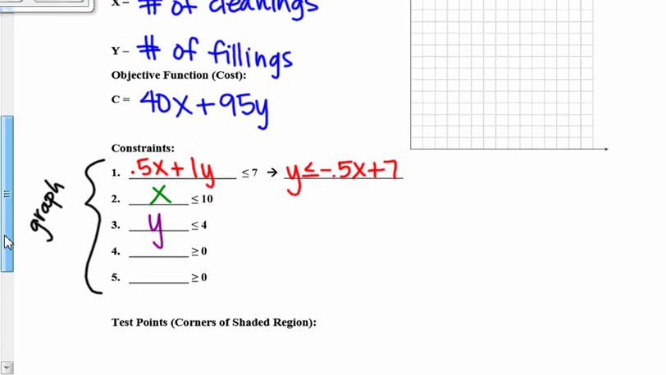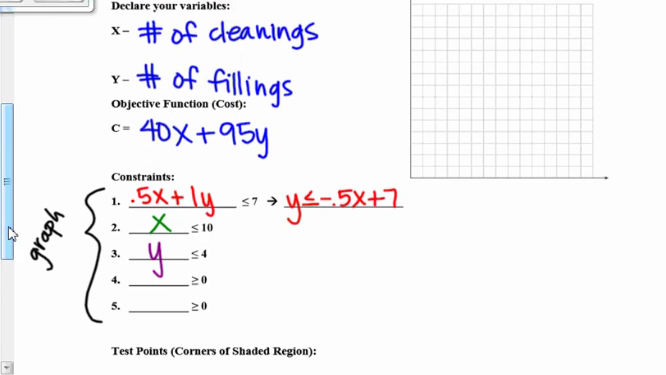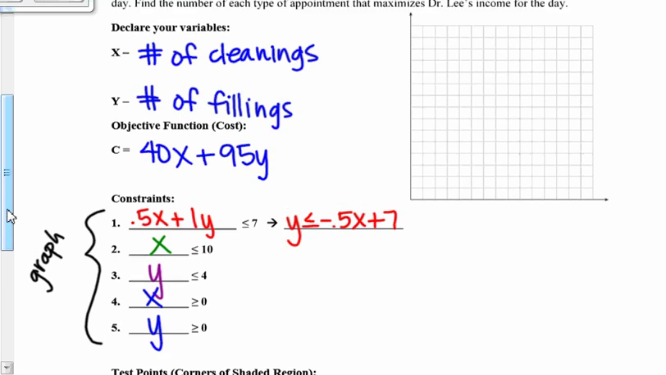So basically, what number 4 and number 5 are saying is that the number of cleanings has to be either 0 appointments or more than 0 appointments. And the number of fillings has to be either 0 appointments or more than 0 appointments. He cannot schedule negative numbers of appointments. So this is just x and y. They both have to be positive numbers. That's all that's saying. So what I'm going to do now is do some shading.